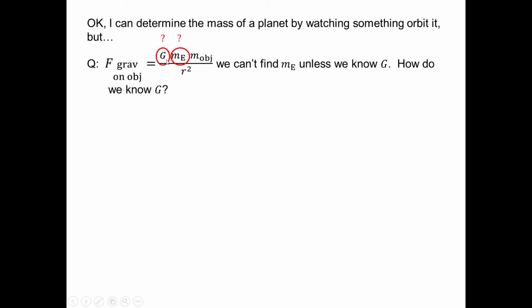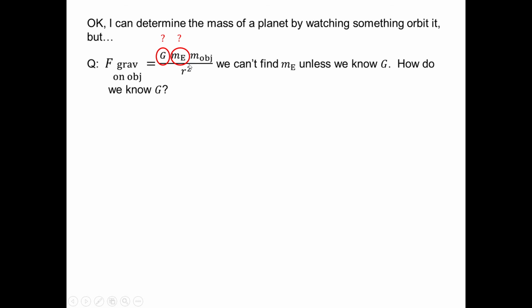And the answer is, at first, Newton didn't know what capital G was. He just knew it was a constant, but he didn't know what the constant was, and so he couldn't solve for the mass of Earth. So Newton didn't know what the mass of Earth was. He just knew that this was one big unknown, this product right here.